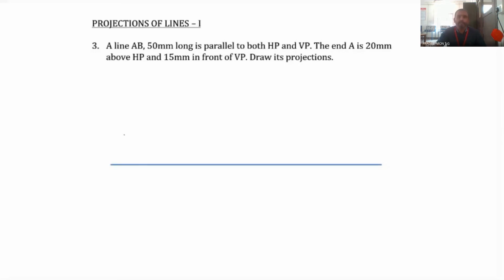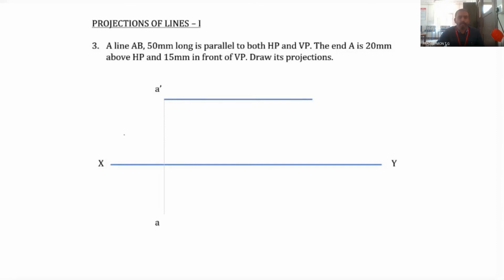So this is the XY line. Now we mark point A dash. Point A dash is 20 millimeter above the HP. So A dash is marked. And the point A is also marked. A is 15 millimeter in front of VP. So the projections of A dash as well as A are drawn first. So this is point A dash as well as point A.